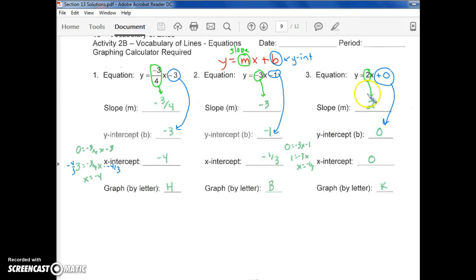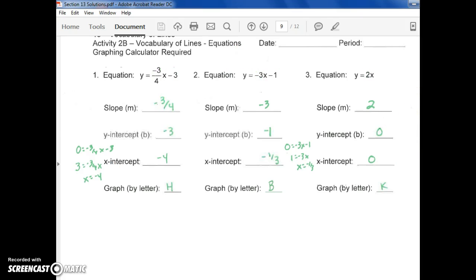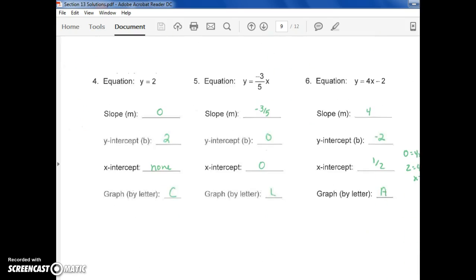To find the x-intercept, again, I'm just going to plug 0 into here, and I'll have 0 equals 2 times x. So dividing by 2, x has to be 0. All right, now on to the next equations.